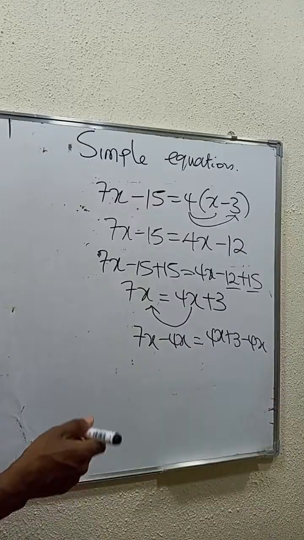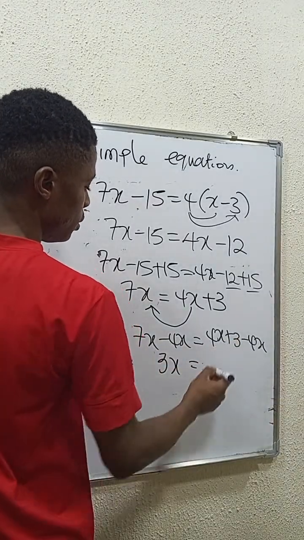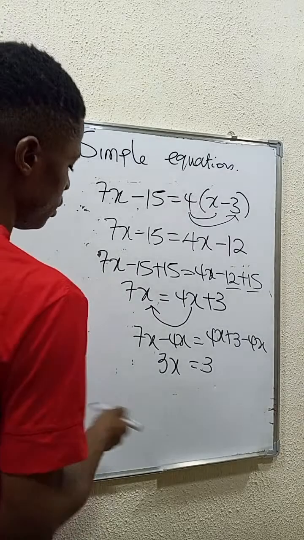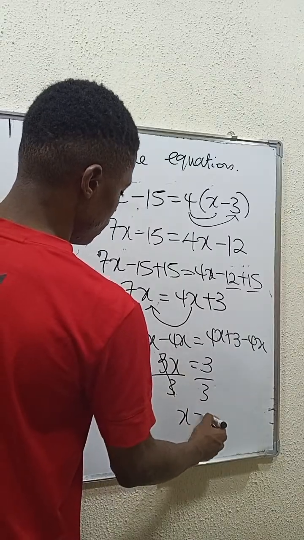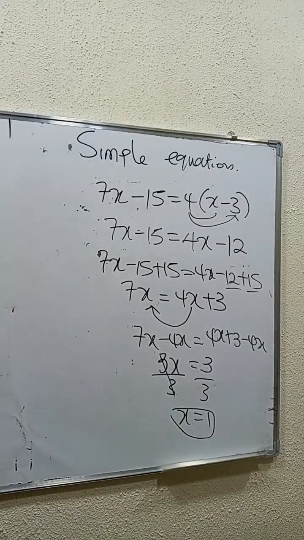Okay, and that's 3x, okay? And you are left with just 3. So what do we do to get the value of x? We divide through by 3, okay? I will divide by 3 and divide by 3. If I divide by 3, x is equals to 1, okay? The reason why is that 3 divided by 3 is 1.